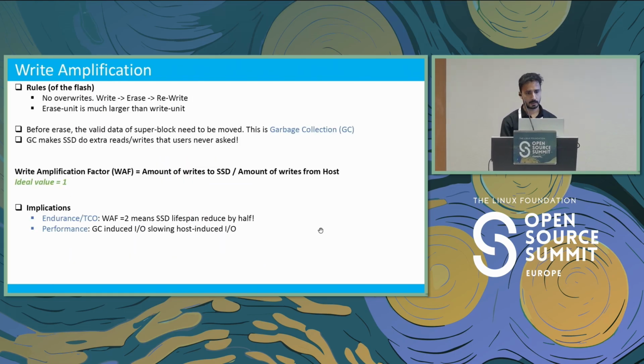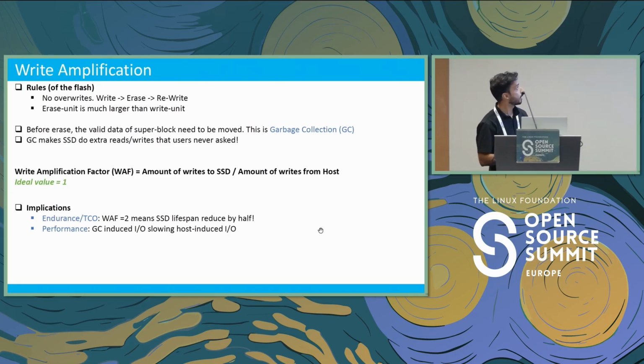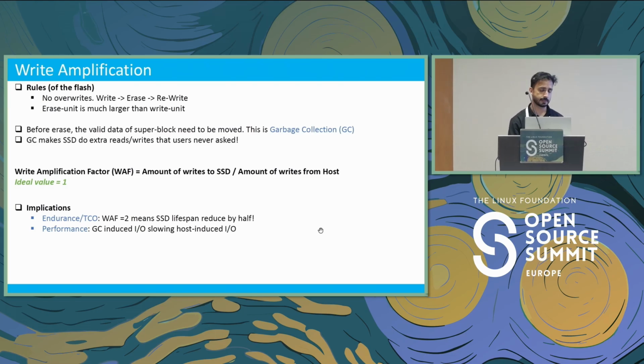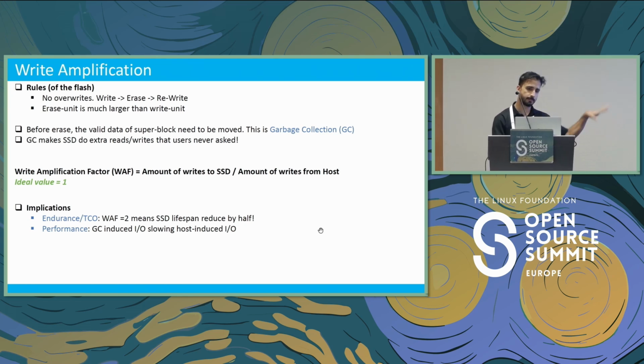And to talk about it, I think I will repeat that. In case of SSD, we cannot just do overwrites, we have to do writes. And if you want to do a rewrite, you will have to do an operation called erase. And the erase unit is much larger. I think the same thing, right? The big super block which I showed you.